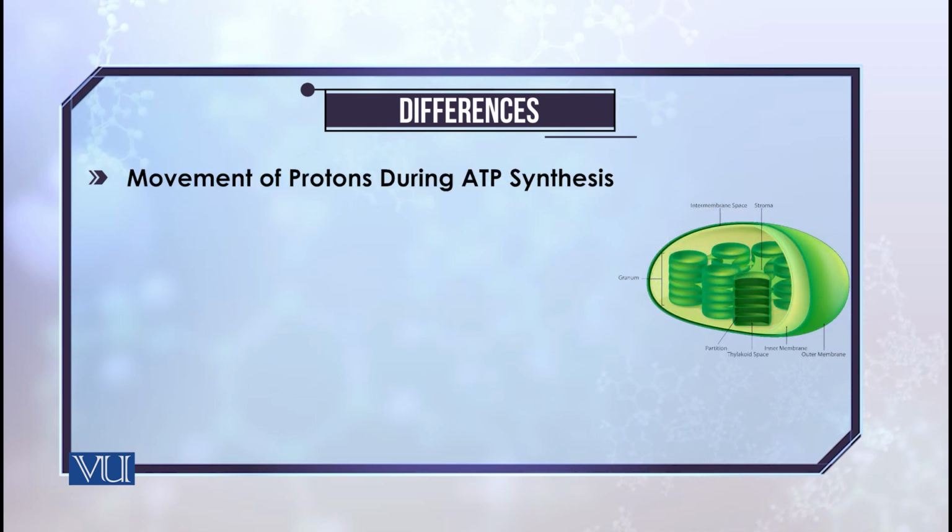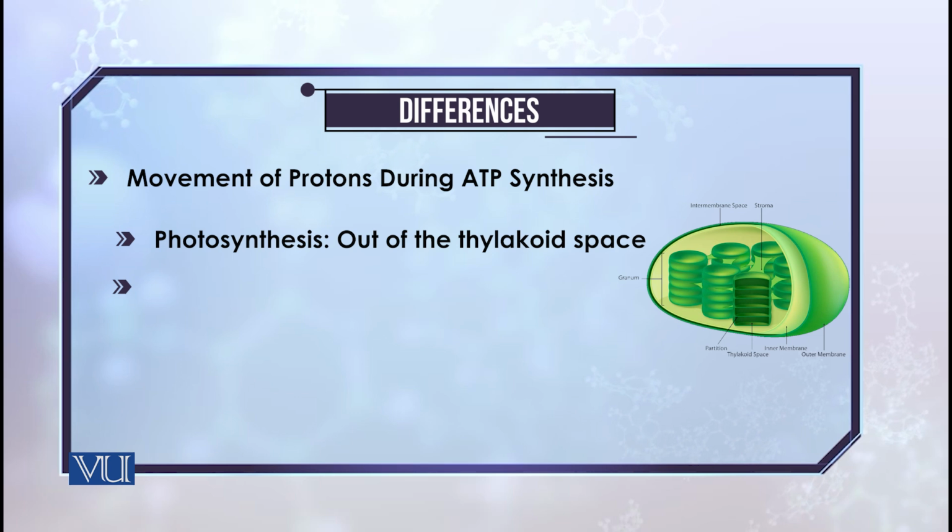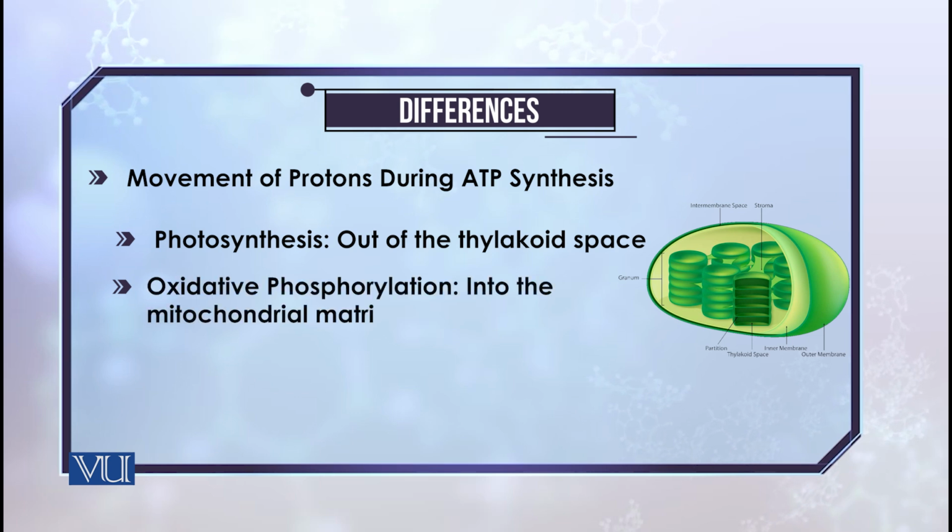So once you have pumped the protons, then you want to move them down the hill to get the energy for making ATP. In photosynthesis, the protons are moved down the hill out of the thylakoid space, while in oxidative phosphorylation, they go into the matrix. So the protons move inside to the matrix in the case of oxidative phosphorylation, while for photosynthesis, they go out of the thylakoid. But the purpose is the same, that you get a proton gradient, which will eventually be used in the formation of ATP.